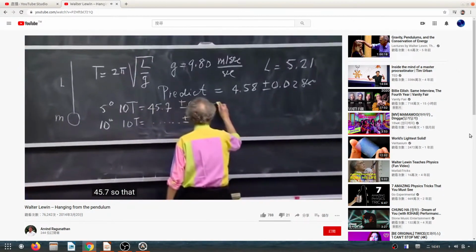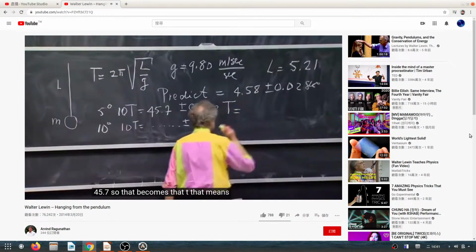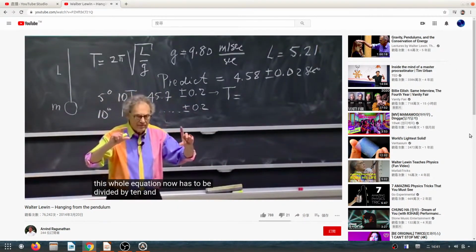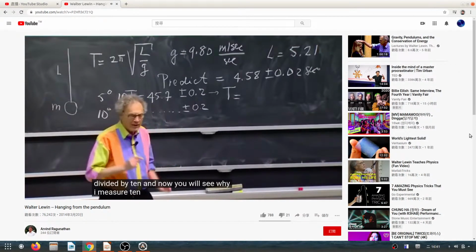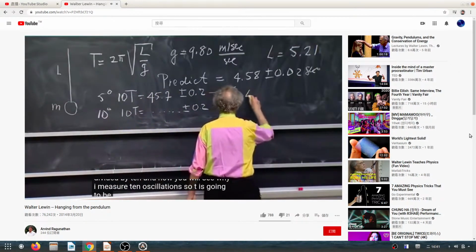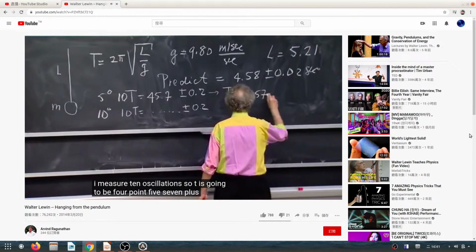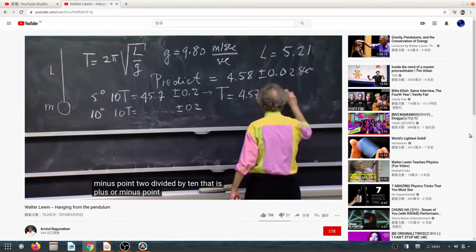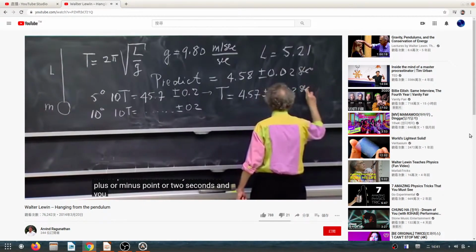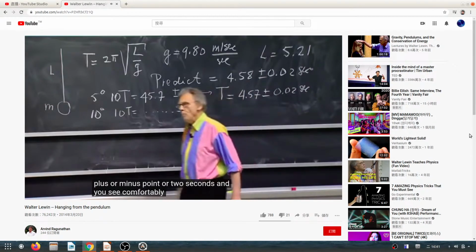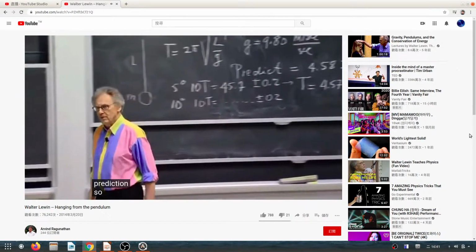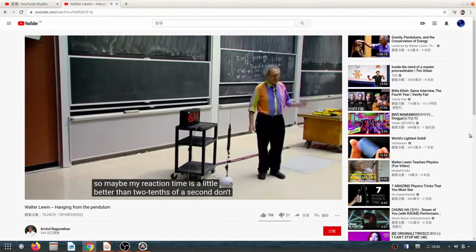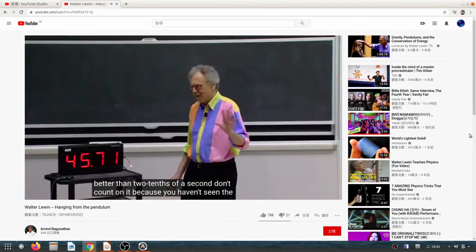.7, so that becomes that T. That means this whole equation now has to be divided by 10. And now you will see why I measure 10 oscillations. So T is going to be 4.57 plus or minus 0.2 divided by 10. That is plus or minus 0.02 seconds. And you see, comfortably within the prediction. So maybe my reaction time is a little better than 0.2 of a second. Don't count on it because you haven't seen the rest yet.